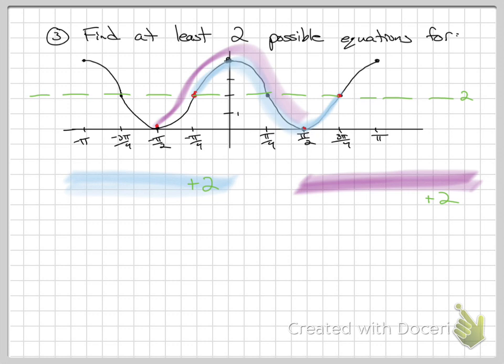Then I can also see the amplitude. Whether this is sine or cosine, this height, which coincidentally is a 2, is the amplitude for both of these. So both of these are going to start with a 2. And both my blue and my purple, it's going uphill. So it is positive for both of these.